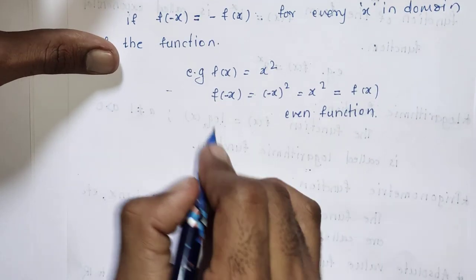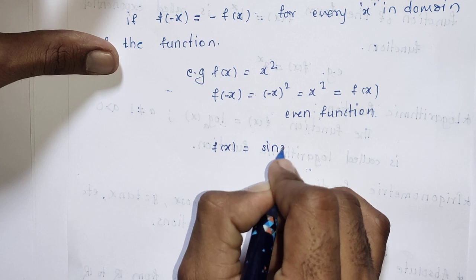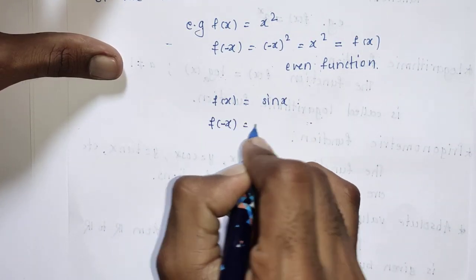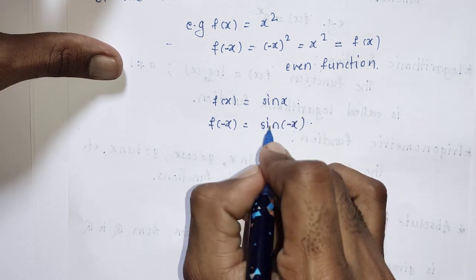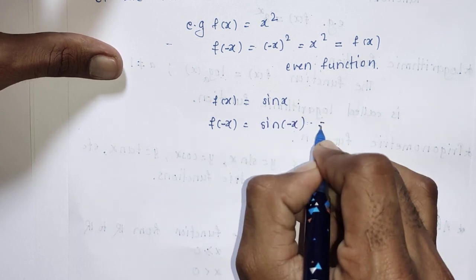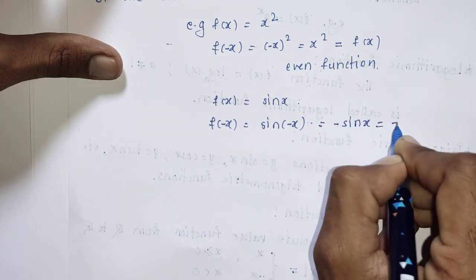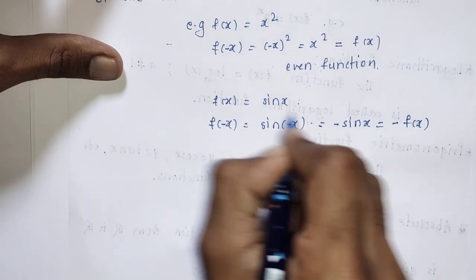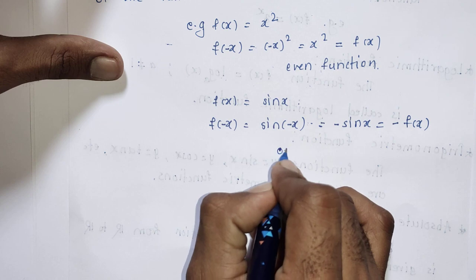Now suppose f of x is equal to sin x. Then f of minus x will be sin of minus x, and we know that sin of minus x is equal to minus sin x, so this will be minus f of x. F of x is sin x, so minus sin x is minus f of x. So this function is an odd function.